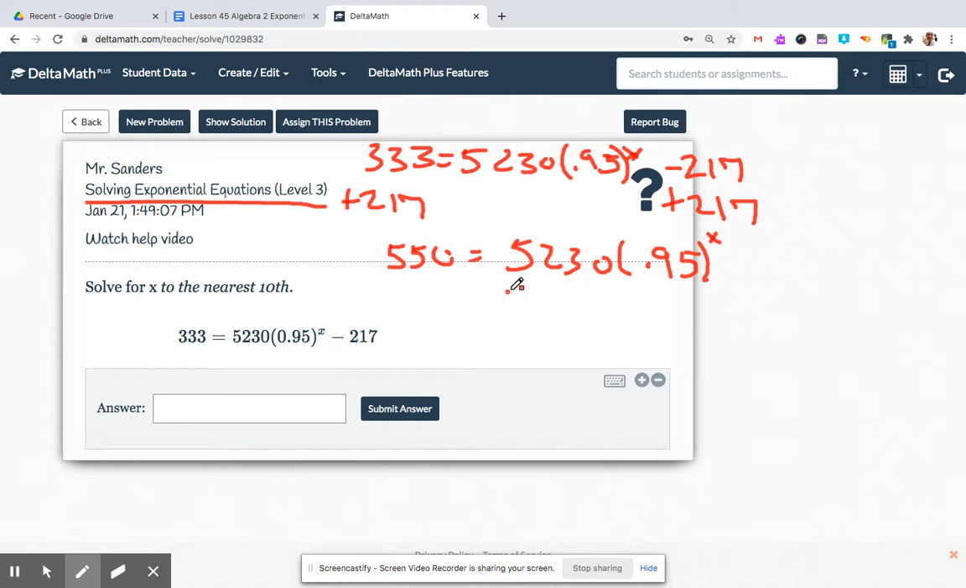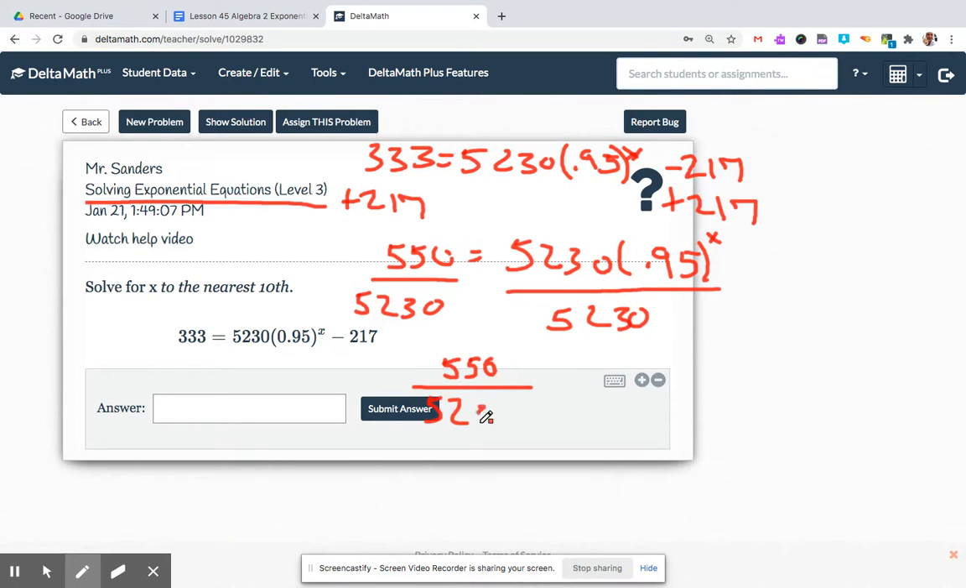All right, then I divide by that 5,230. Divide by 5,230. All right, so 550 divided by 5,230. Is that ugly? Yes, it is. So I'll go ahead and leave it like this for now. So I now got 550 divided by 5,230 equals 0.95 to the x.